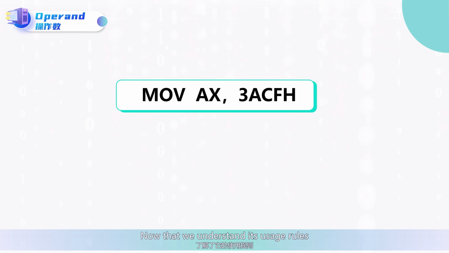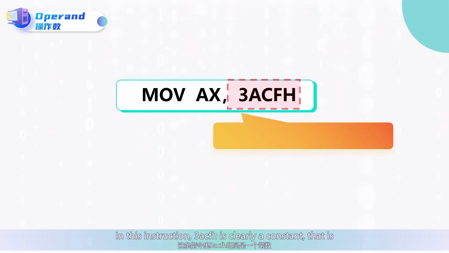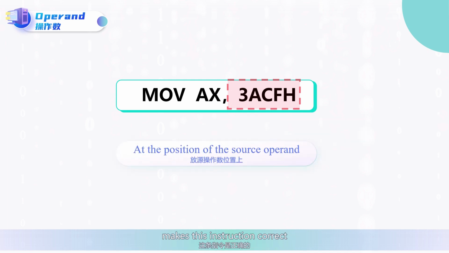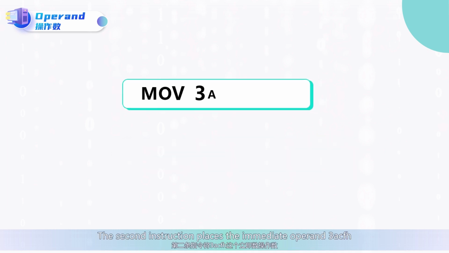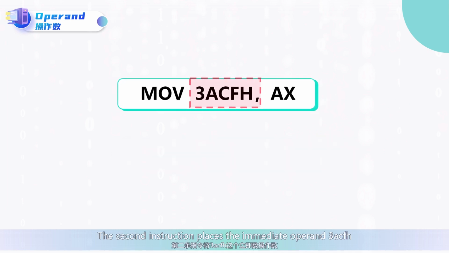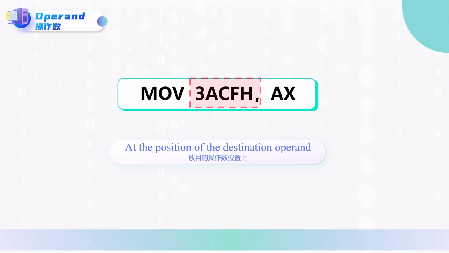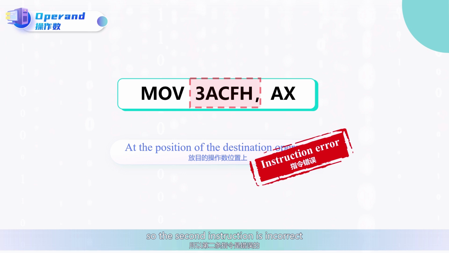Now that we understand its usage rules, let's look at the following two instructions. The first one is MOV AX, 3ACFH. In this instruction, 3ACFH is clearly a constant, that is, the immediate operand we mentioned. Placing it in the position of the source operand makes this instruction correct. The second instruction places the immediate operand 3ACFH in the position of the destination operand. As we stated, an immediate operand cannot be used as a destination operand. So the second instruction is incorrect.